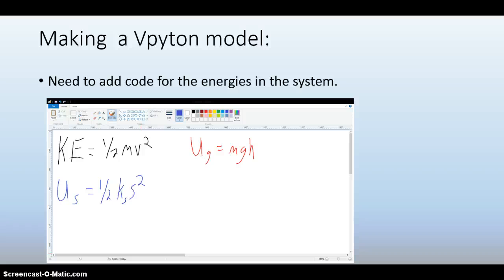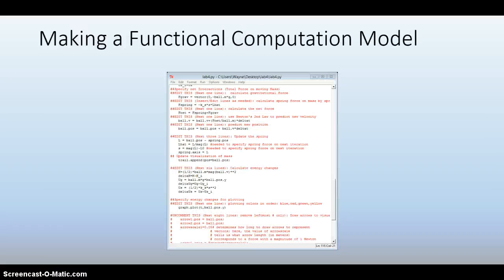So we need to add code to our computational model to make it correct, and we need to state the energies that apply to our system. The kinetic energy being 1/2 mv squared, the potential gravitational energy being mass times gravity times the distance, and the spring potential energy being 1/2 the spring constant times s squared. So we will use this in our code to find a functional computational model.